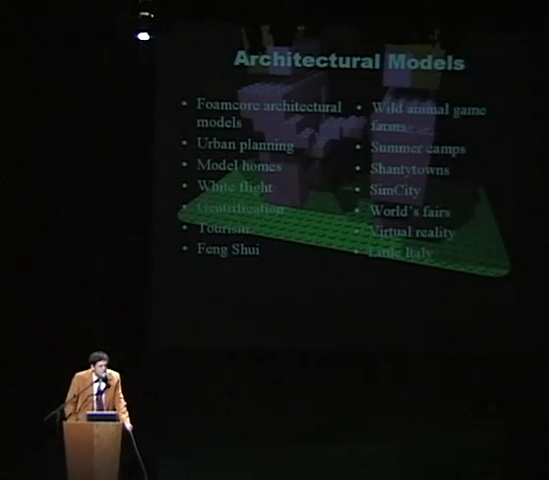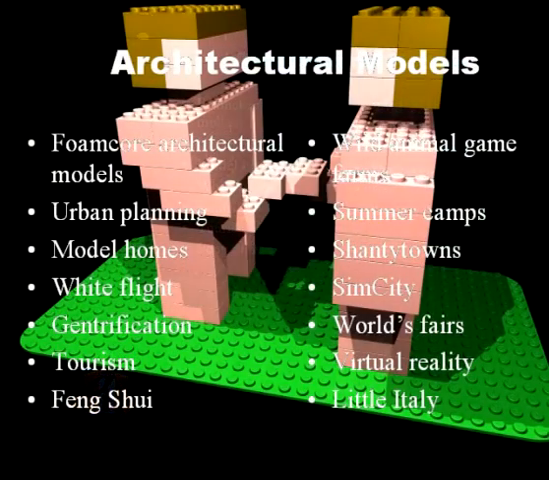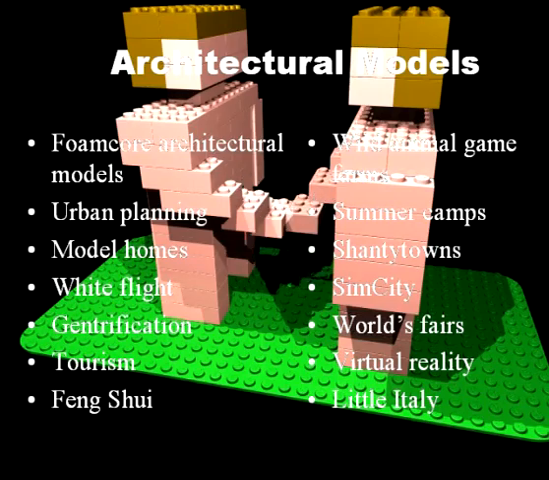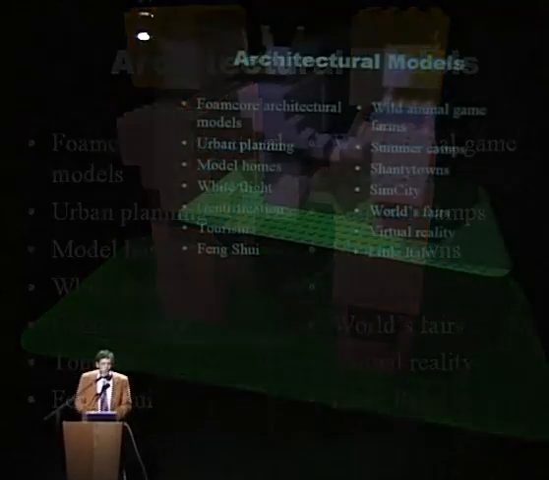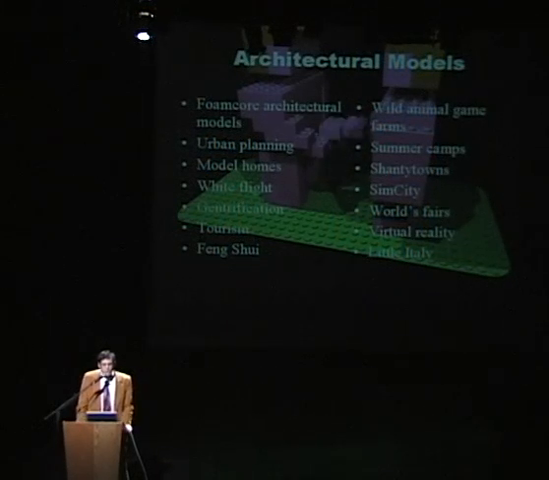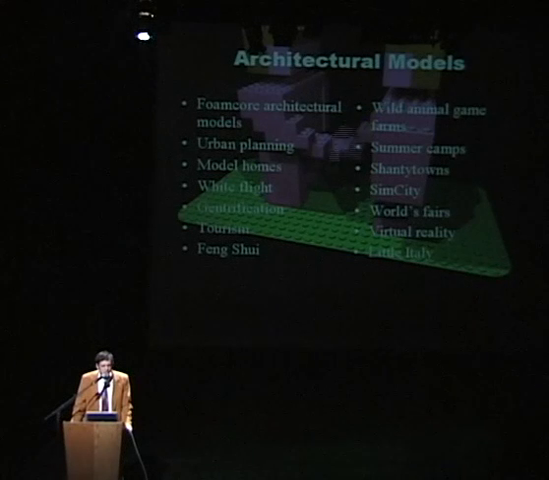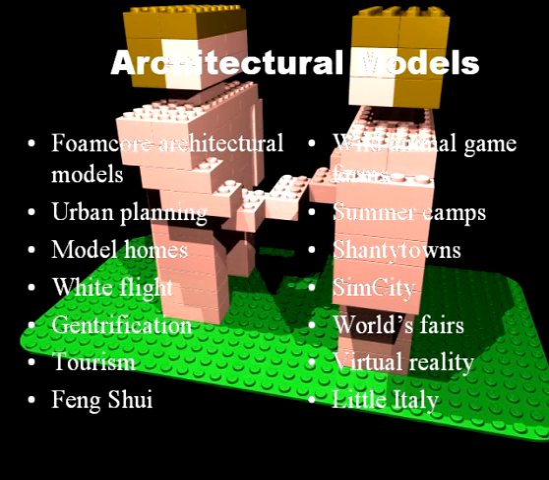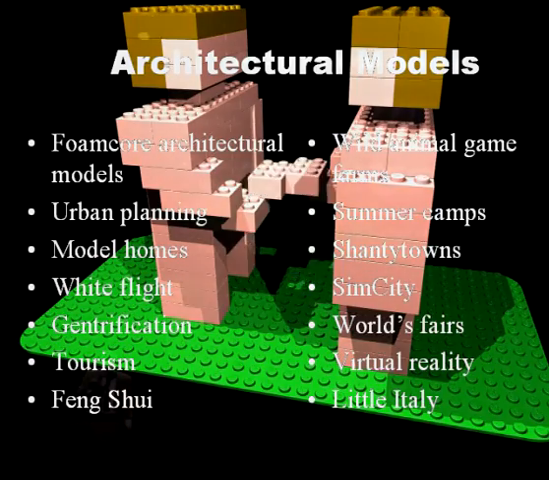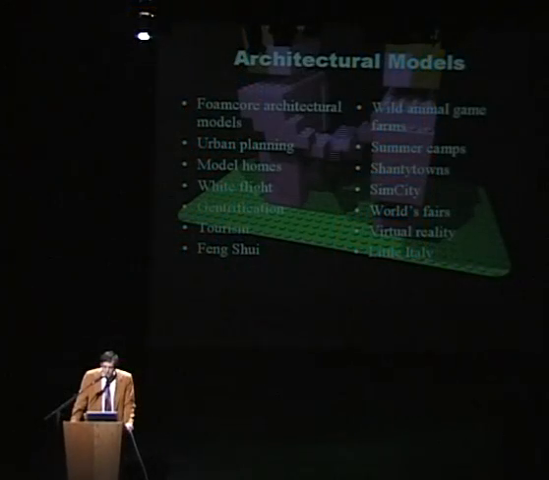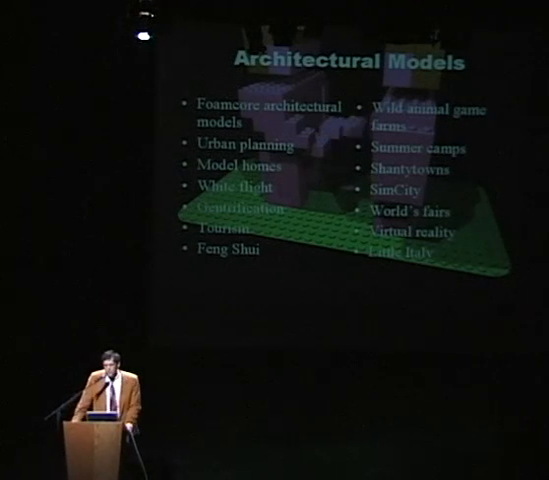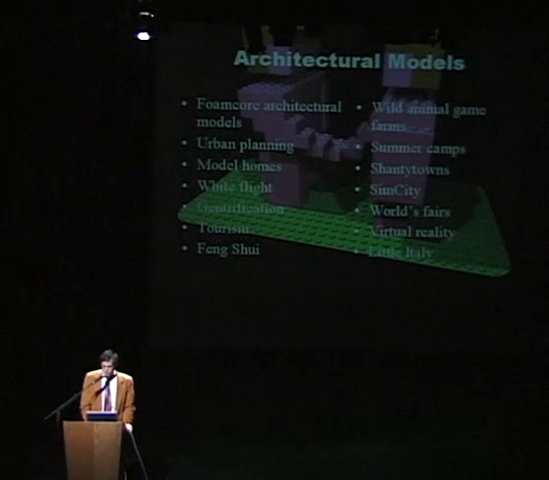So there's just a few more models that I want to hit when I'm covering this survey before we get into analyzing them. And these are the architectural models, and these were some that got me thinking about what modeling is all about and how models work. For example, there are the foam core models that you might see in an architecture office, or you might build if you're an architecture student. Then there are also the less physical, more behavioral models of architecture, like urban planning, model homes, white flight, gentrification, tourism, feng shui. There are also wild animal game farms, summer camps, shanty towns, SimCity. That's, again, another model of architecture that we'll talk about a little later. World's fairs, virtual reality, Little Italy.